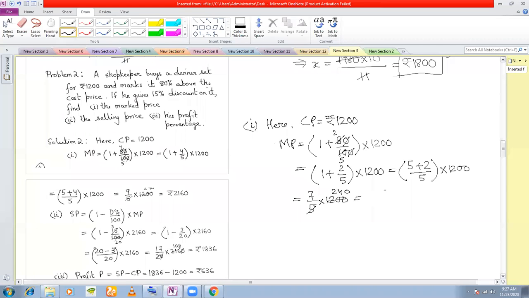240 into 7. Okay, so now this will cancel 4 times. This should be 4, this should be 4, and this should be 9. So this is 2160. This is the mark price. He increased 1200 by 80% to get your mark price. Okay, that is what.